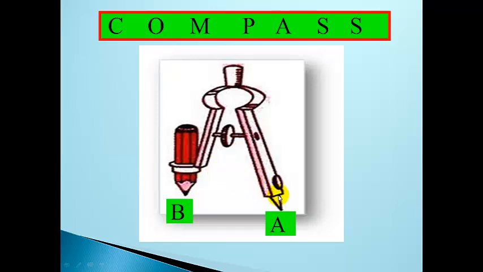So if we are constructing a circle or describing an arc, you will stand with the point A of the compass, while the end with the pencil, that is the point B, describes the arc or the circle. I repeat, when you want to describe an arc or construct a circle, you stand with the point A at the point around which you want to describe your circle or your arc, while the end with the pencil describes the circle or the arc itself.